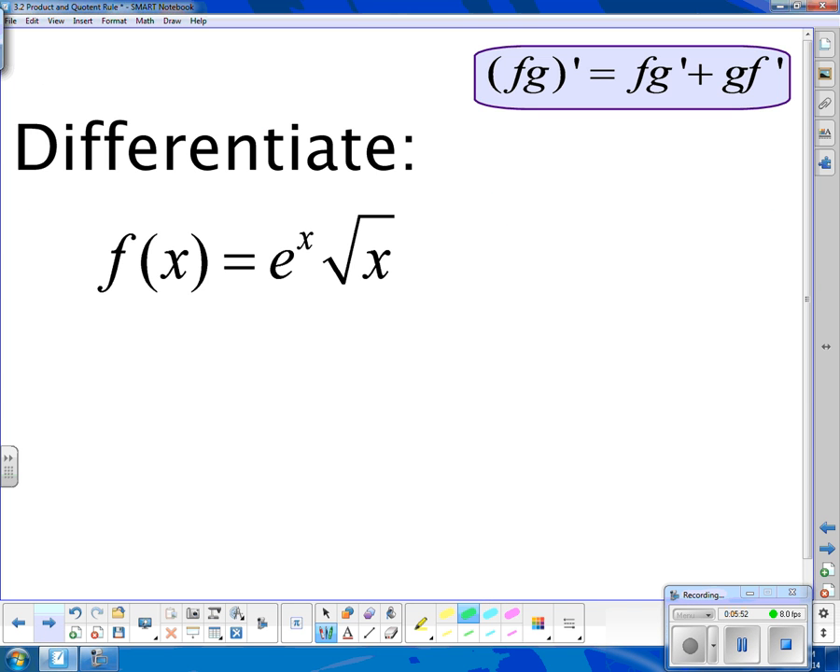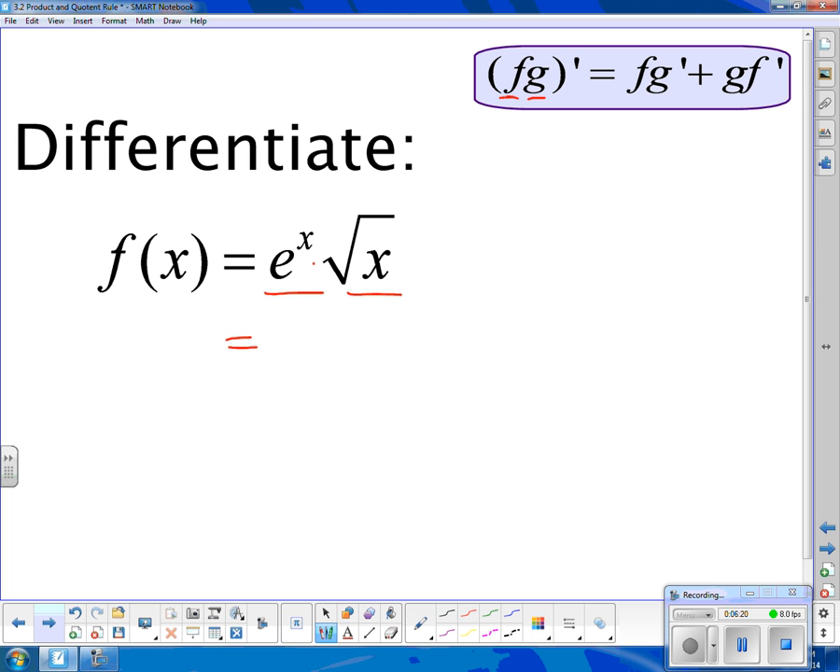So here we have f of x equals e to the x times the square root of x. So that's a product, and e to the x is our first function, so that would be like the f in our little formula. The square root of x is the second function, so that's like the g in that little formula, and we do have a product. So I'm going to write out what the product rule says to do.